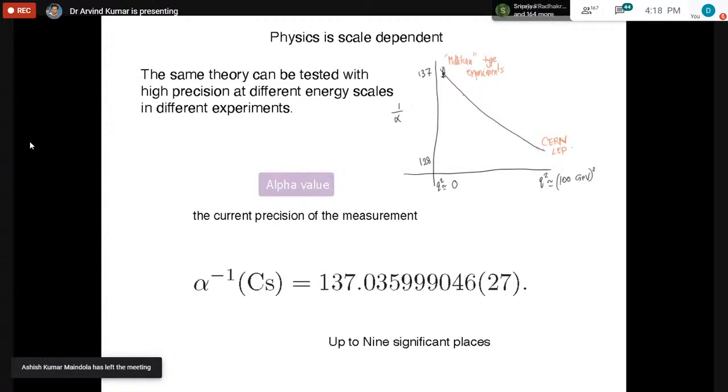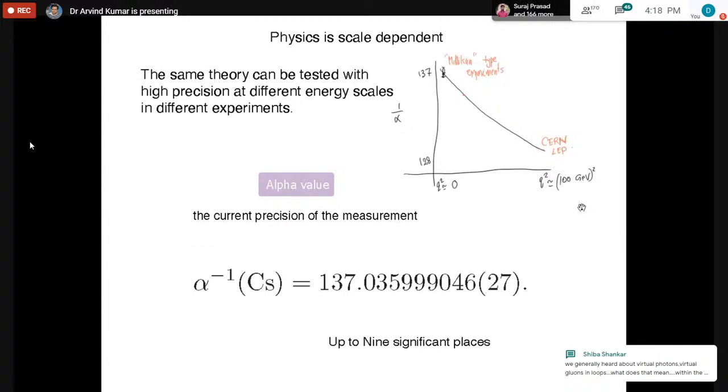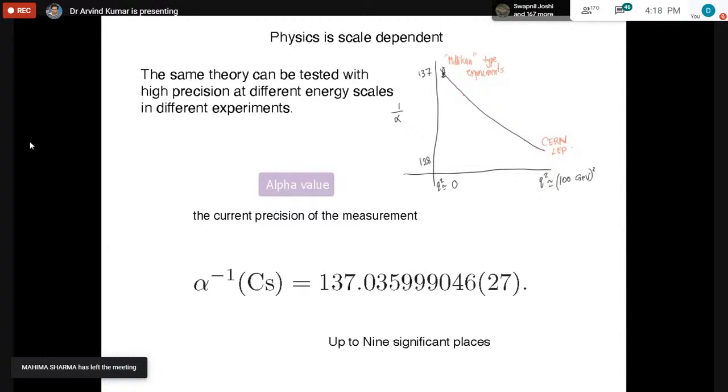Now this 1 by 137 doesn't remain 1 by 137 as the energy increases. If you take 1 by 137 to be almost zero energy, suppose you do the electric charge measurement when the electrons are colliding at, say, hundreds of GeV. At that time the electron charge changes. So what is happening? The definition of the charge changes by renormalization. So the coupling constant changes by renormalization.